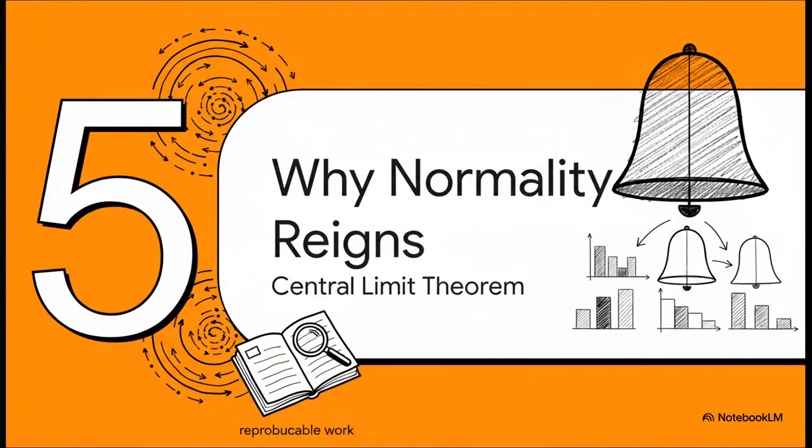So, okay, we've got a really good handle on this now. We know what pseudo-randomness is, we know how to generate different kinds of it, and we know how to control it to make our work reproducible. But there's still this big nagging question. Why the bell curve? Why is it everywhere?